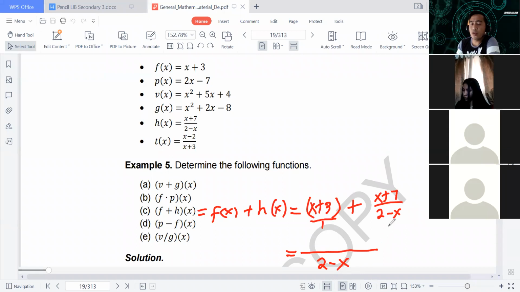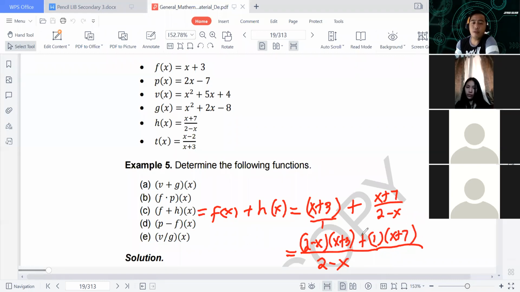And I think you know that already in your grade 8. It's one of the topics in grade 8. So after that, you get the LCD, divided by the first denominator, which is 1. So that is just 2 minus x. You multiply it in the first numerator, so you have 2 minus x times x plus 3. Then after that, you divide the LCD by the second denominator, that is 1, right? So you have 1 times the second numerator, x plus 7.